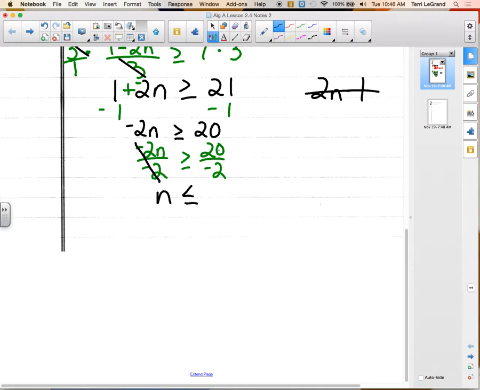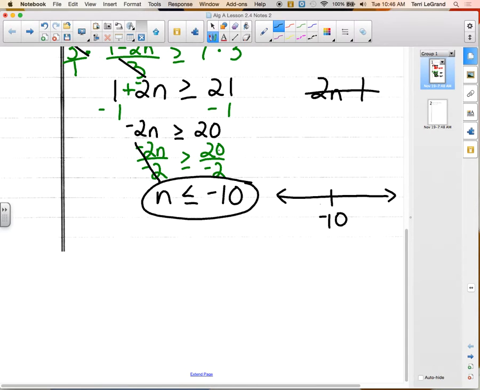What's 20 divided by negative 2? Negative 10. There's our algebraic representation of the solution set. N is less than or equal to negative 10. Any number in that algebraic inequality representation.